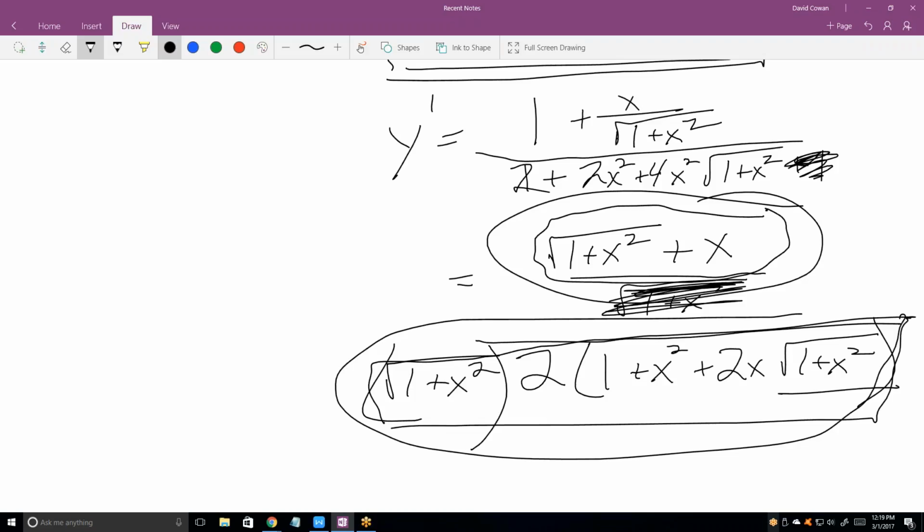And this 2 in the denominator you could place in front if you want, as long as you use parentheses to denote multiplication is taking place for all three terms.